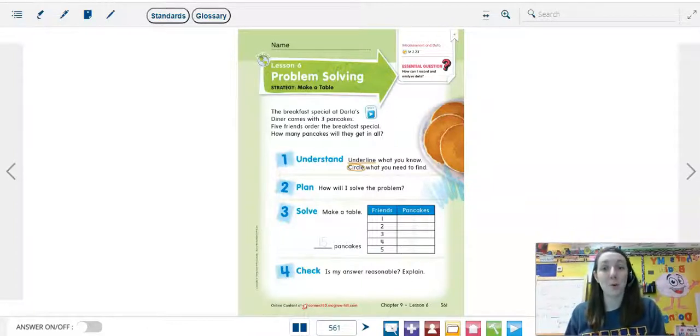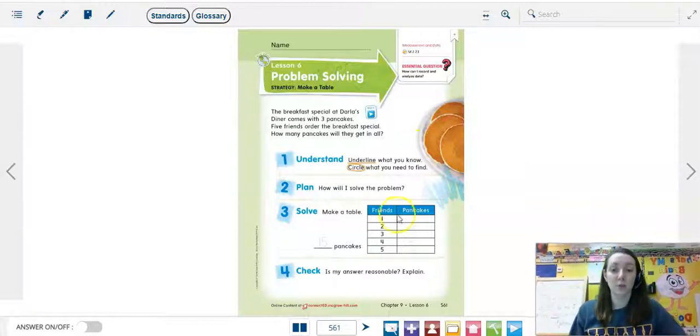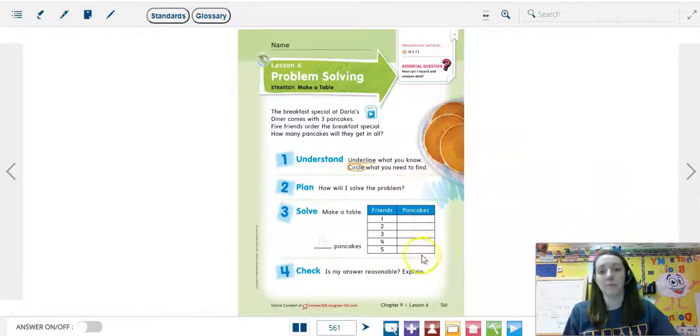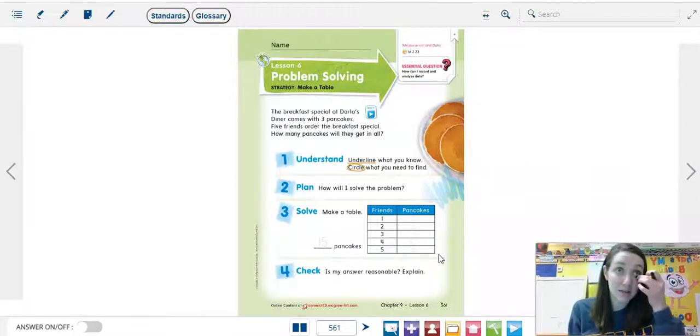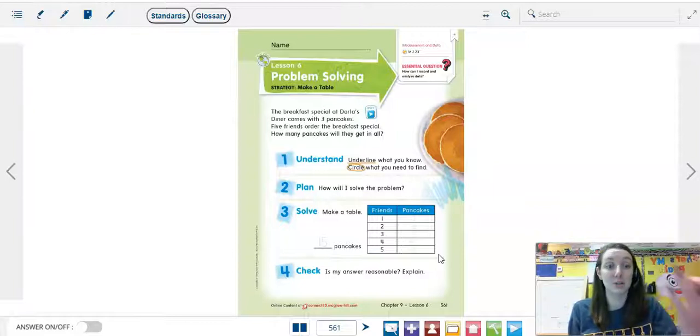When you're making a table, you often have two columns, which will have what you're counting and the number of something else. This is actually an introduction to what you'll be doing in 3rd grade with multiplication. So this is the beginnings of that understanding. It's like a repeated addition strategy.